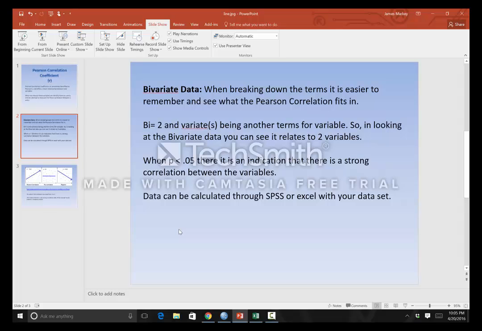So when we calculate our data, when we look at P, the value being less than 0.05, this is an indication that there is a strong correlation between the variables. Data can be calculated through SPSS or Excel to look at your data set. The reason we do this is some of the formulas can be a little more complex, but SPSS and Excel allow us to calculate this data and then use it to look for our correlation in our data set.